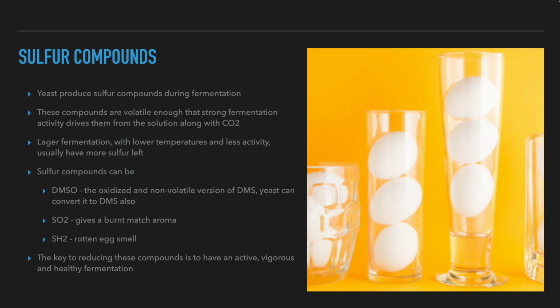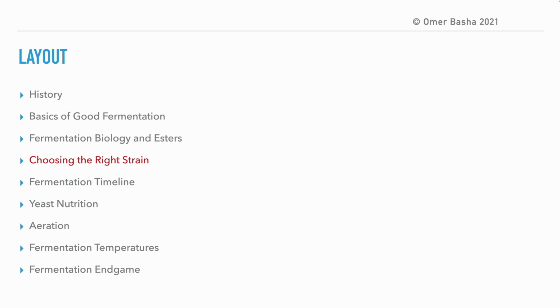Sulfuric compounds can be DMSO, which is an oxidized version of DMS and has no aroma or taste. But the yeast can scavenge that oxygen and turn it into DMS, or SO2, which can give an aroma of burnt match, or even H2S, which will give an aroma of boiled eggs. The key to avoiding such compounds in beer is to maintain a good, healthy fermentation that will vent these substances out. Now that we've talked about fermentation and the flavor that yeast can produce, we'll move on to talking about how we choose a yeast strain for the beer we want to make.